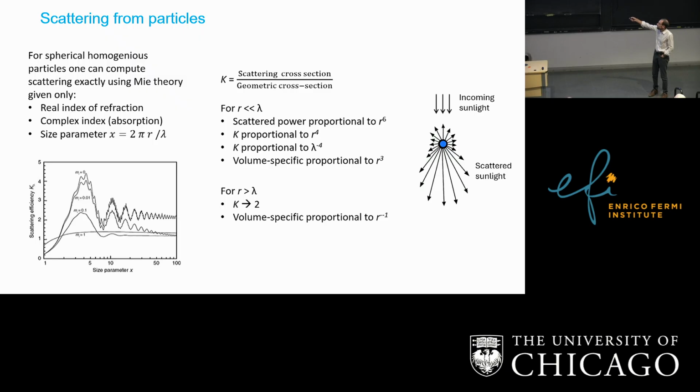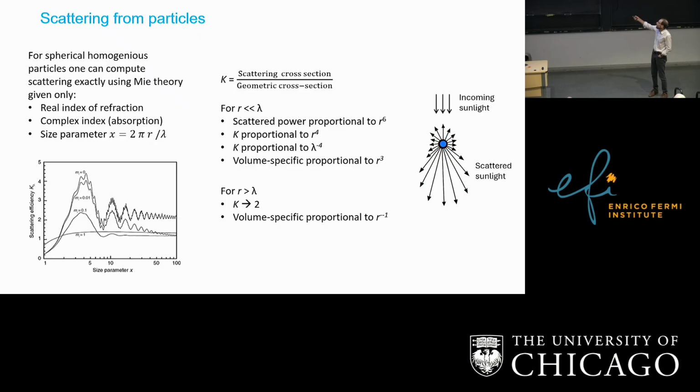For a spherical and homogeneous particle, that is, all the same all the way through, there's this thing called Mie scattering, which means that you can perfectly calculate the way that light interacts with that thing if you know just the index of refraction, which has a real and imaginary part. The imaginary part is how much light is being absorbed. And a size parameter, which is just the ratio of the size of the particle to the wavelength of light. That's all you need to know.